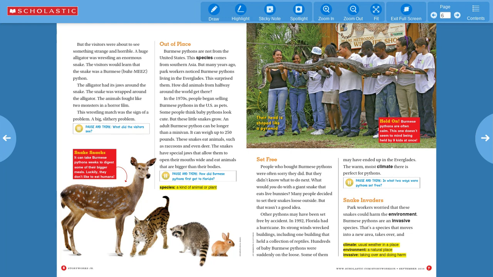Okay, so our pause and think is, what did the visitors see? Well, the visitors saw an alligator and a snake wrestling. Could you imagine what that would look like? I would be so scared I would run away.